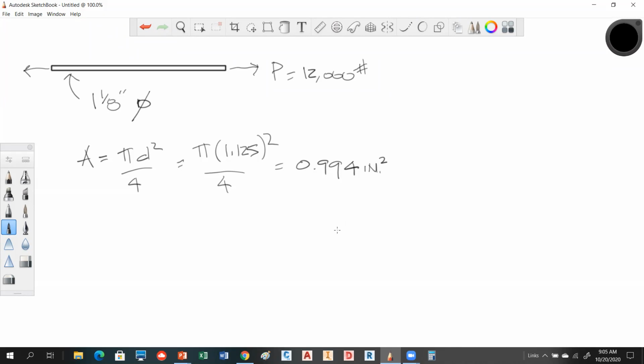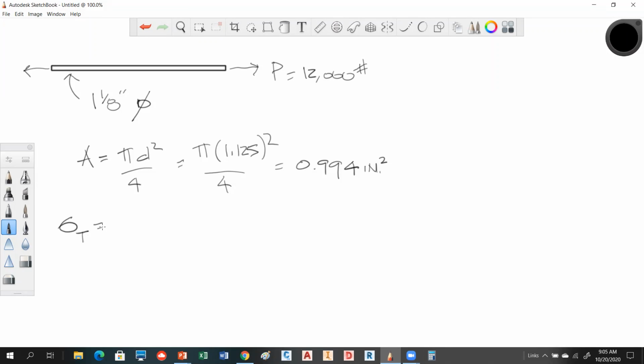Everybody okay with my area? Okay, that's what I got. That's good. So to calculate the stress, and this would be a tensile stress, okay?